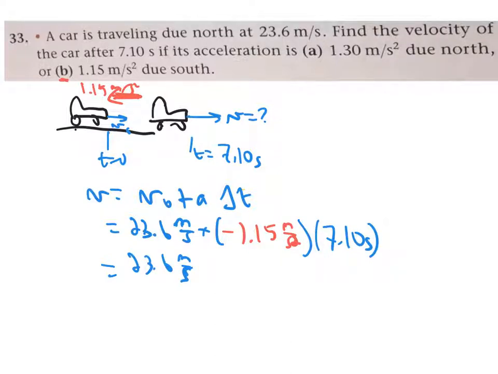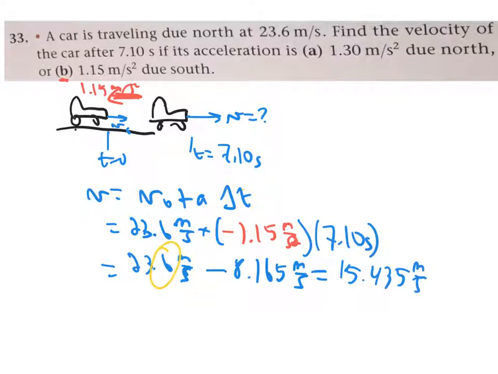So that comes out to be minus 8.165 meters per second. When we combine that, it comes out to be 15.435 meters per second. But again, we have only the first decimal place of accuracy there, so we can only have one decimal place, and we round to 15.4 meters per second.